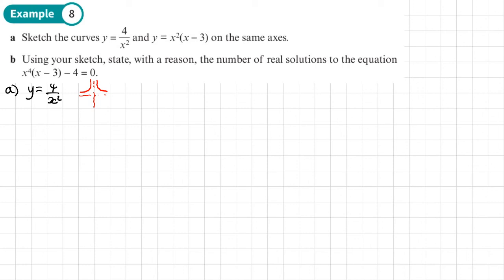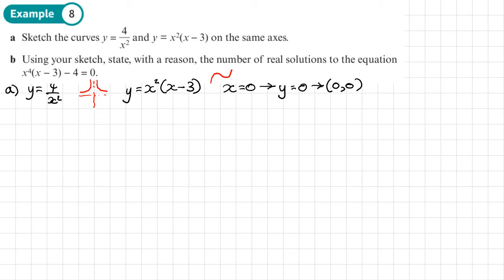Then for the other equation, y equals x squared times (x minus 3). Okay, this is a cubic. Its coefficient of x cubed is positive, so it's going to be a cubic that goes like this. So it's got that type of shape to it. So let's start by making x equal to 0. And if we make x equal to 0, it means that y equals 0. So that gives us the coordinate (0, 0).